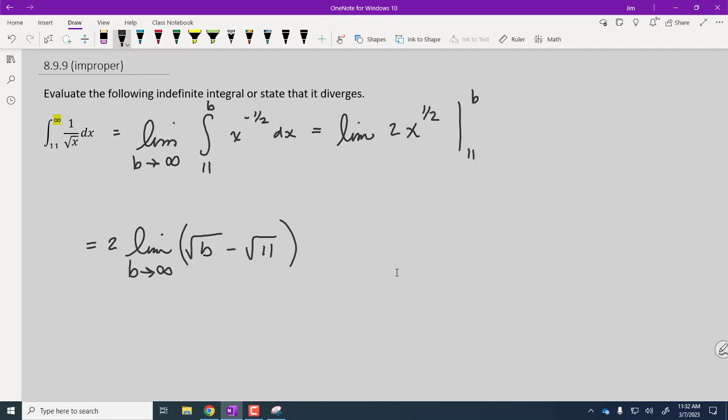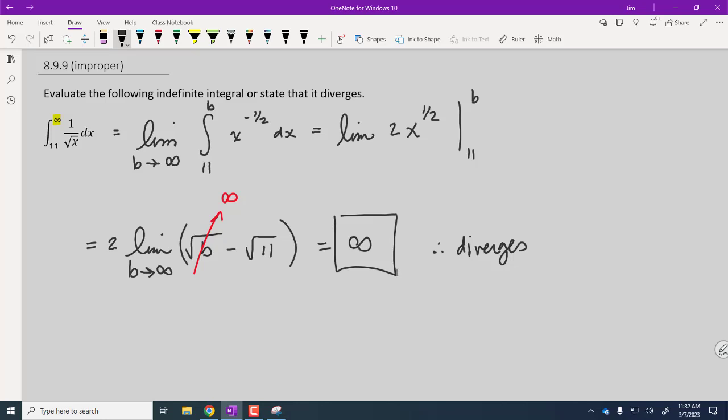Square root of b goes to infinity. And infinity minus a constant, still infinity. And if we multiply by 2, still infinity. So that is telling us that this improper integral diverges. It's telling us that this horizontal area is infinite. So those are the things that we're inferring from this limit being infinity.